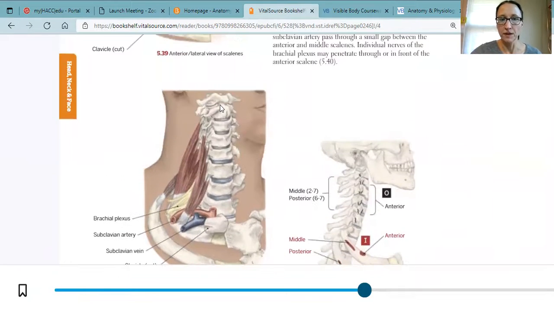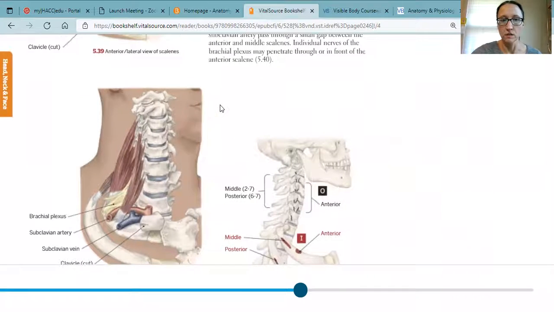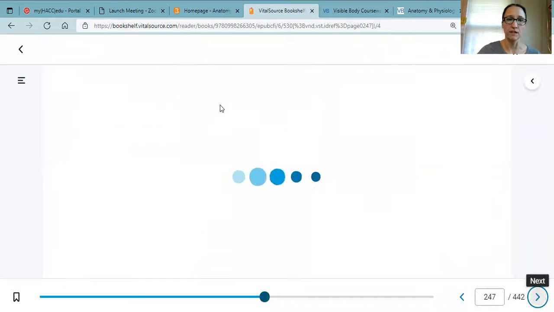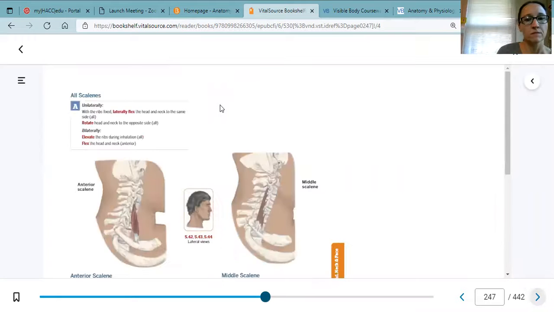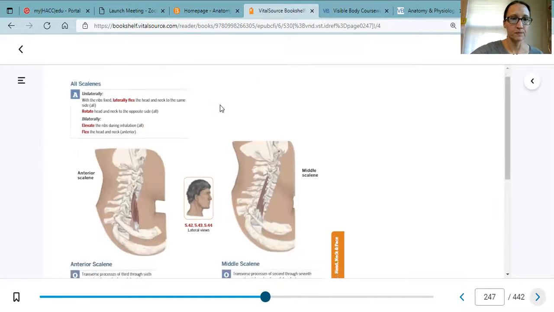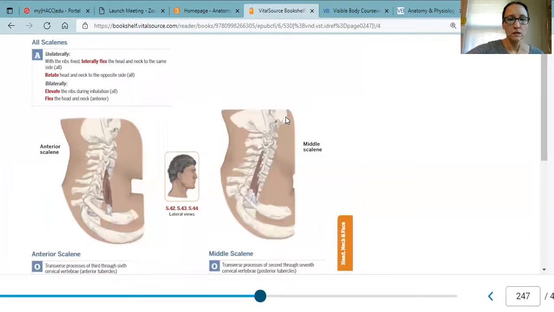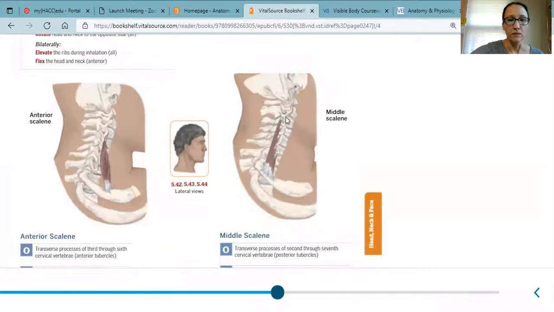All right, so let's talk about the origin and the insertion. Let's make this small so I can advance the screen. Here we are. So this is the action for all of the scalenes. And of course, I don't really like it when they do that, but that's okay.